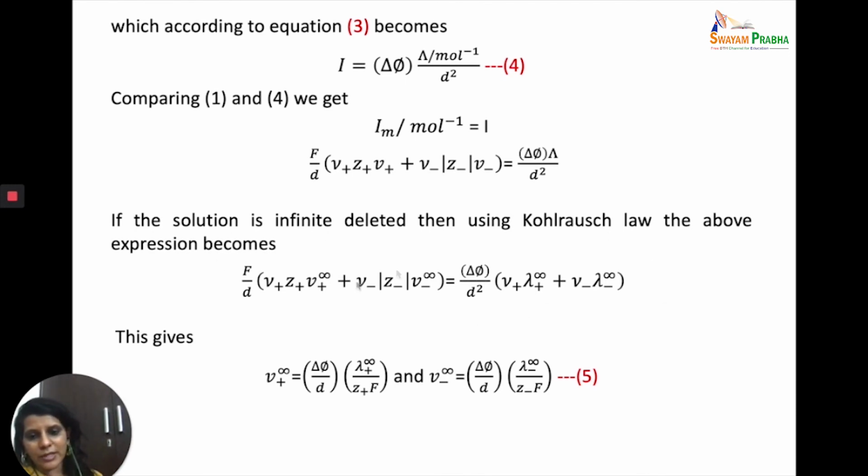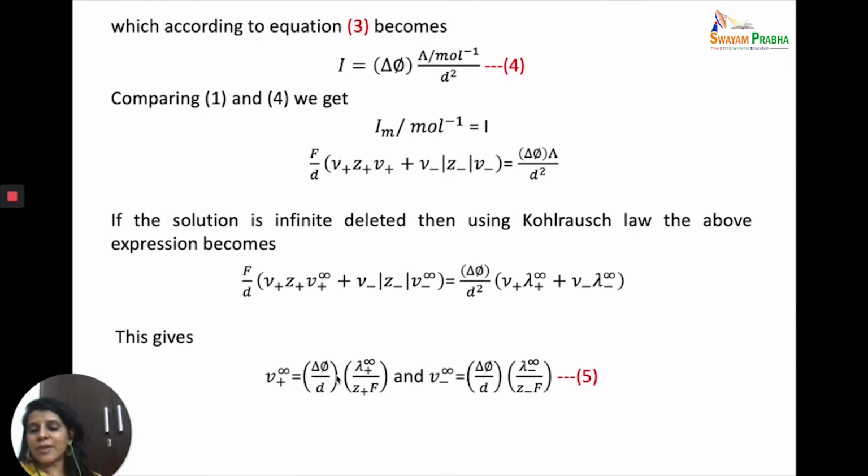Now if I equate these two, the left and the right hand side, I get V plus infinity, which is the speed of the cation at infinite dilution, equal to delta phi upon D into lambda plus infinity upon Z plus F. And I get V minus infinity, which is the speed of the anion, equal to delta phi upon D into lambda minus infinity upon Z minus F.